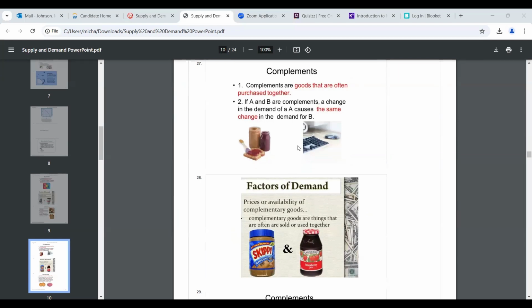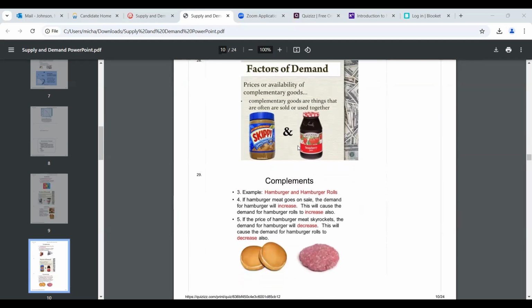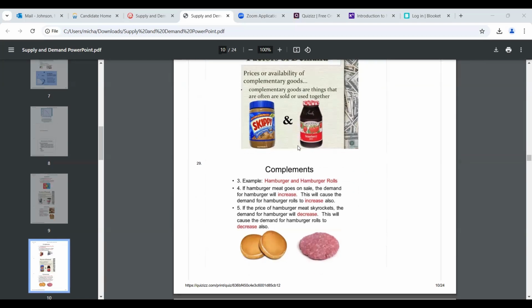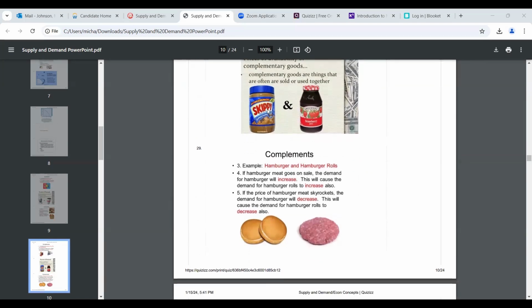Complements are goods that are often purchased together. If A and B are complements, a change in demand of A causes the same change in demand for B. So factors of demand, price or availability of complementary goods. Complementary goods are things that are often used or sold together. So peanut butter and jelly. So if the price of peanut butter goes up, the quantity demanded for jelly will go down.